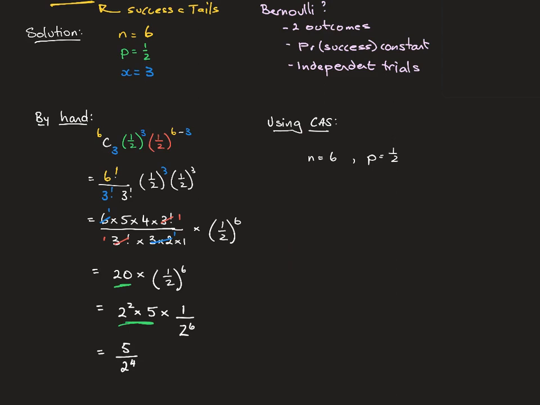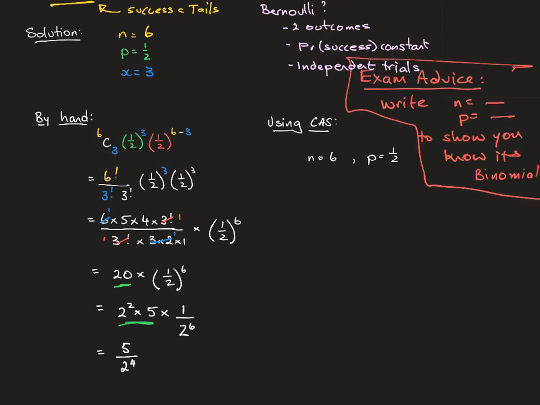So my exam advice is, whenever you get a probability question, if it's binomial, write the N value down and the P value down. This shows the person marking your work that you recognise that it is in fact a binomial situation and you can use binomial distribution. Even if you can't figure it out, you'll possibly get some marks for recognising that it is in fact a binomial situation. So always write N equals and P equals.